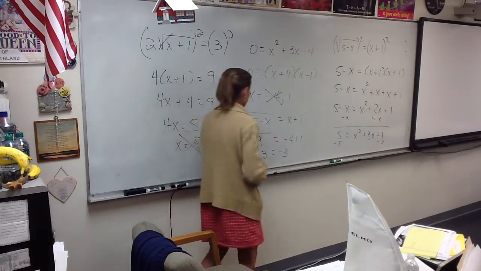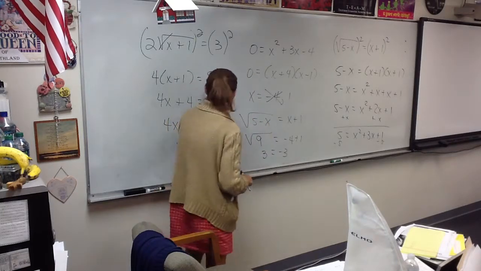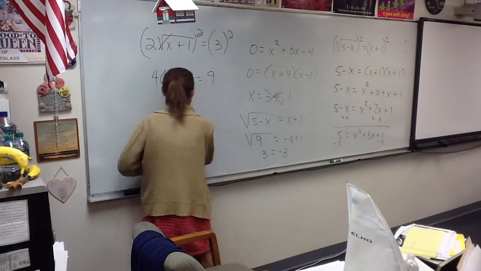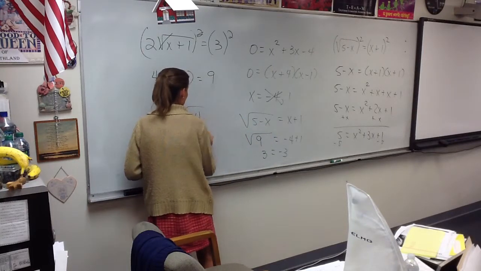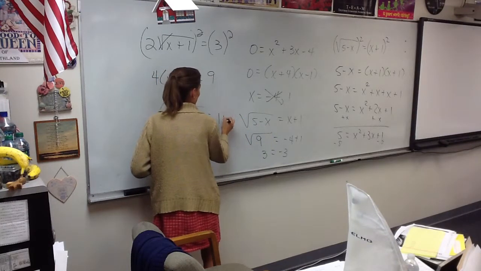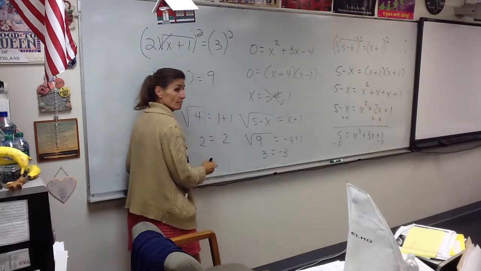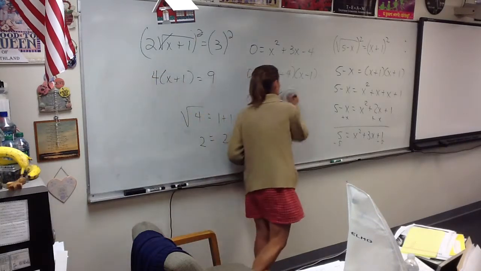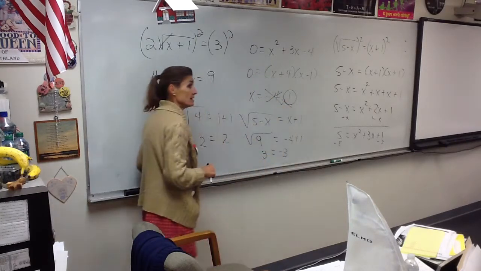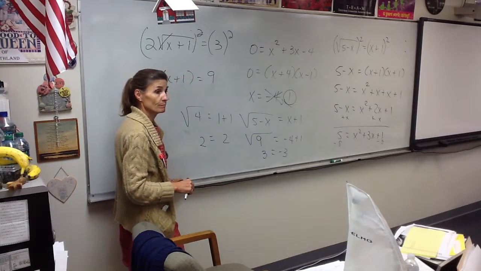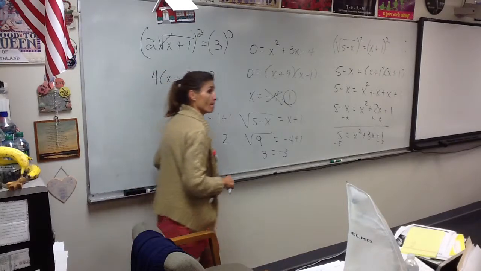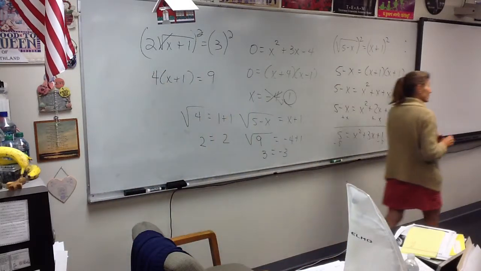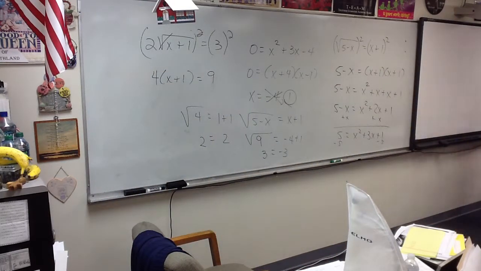Let's try 1. Put it in the original problem. What am I going to have under the radical if I put in a 1? A 4, so that's 2, equals 1 plus 1. Is that true? Yeah. So this answer worked, that one did not. So we have 1. Got it?